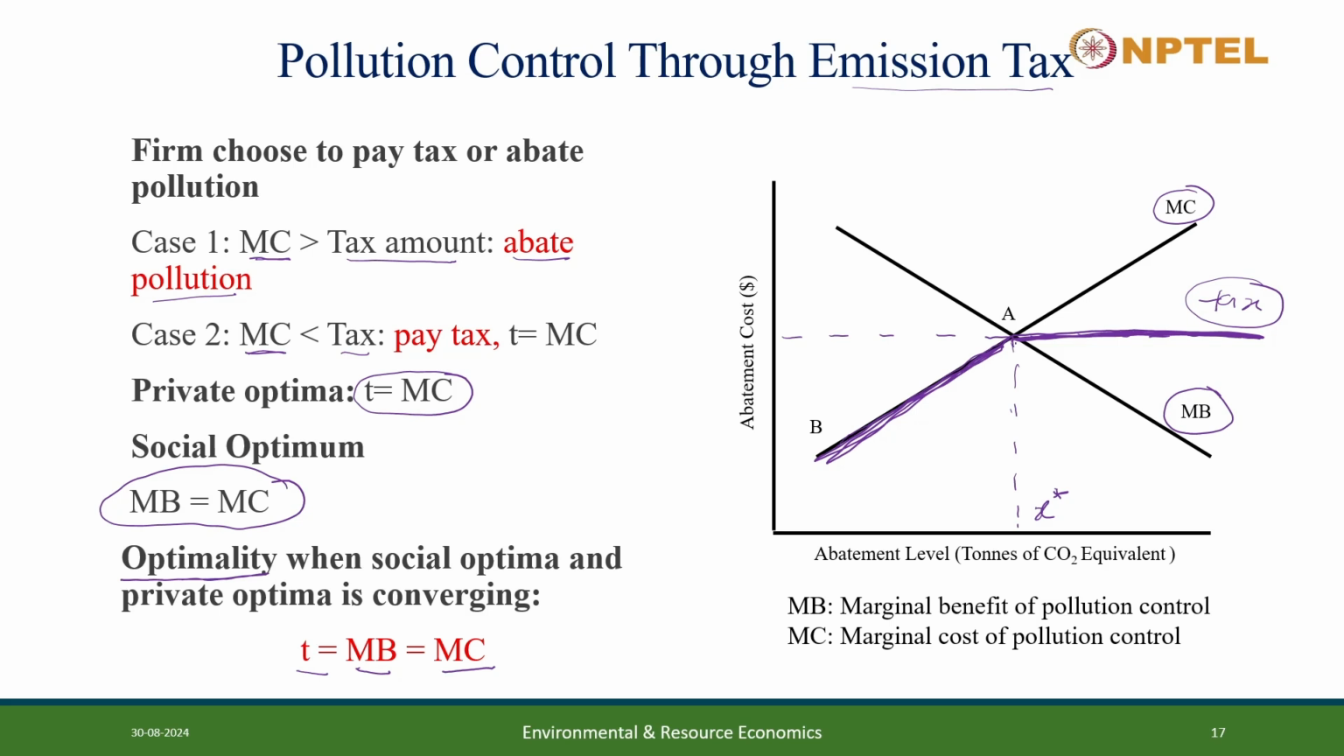That is T equals MB equals MC. MB is the marginal benefit of pollution control, MC is the marginal cost of pollution control, and T is the tax amount. So I hope this is clear.